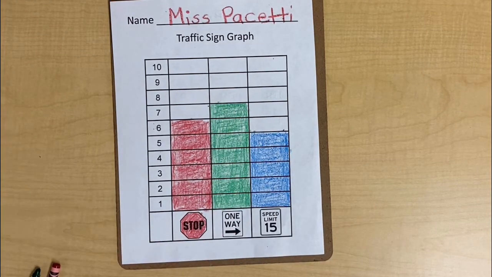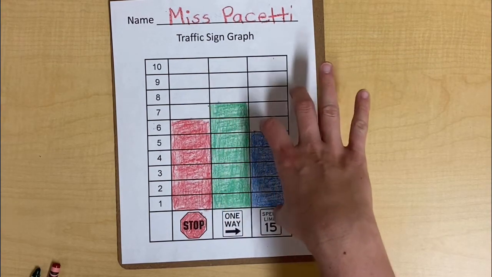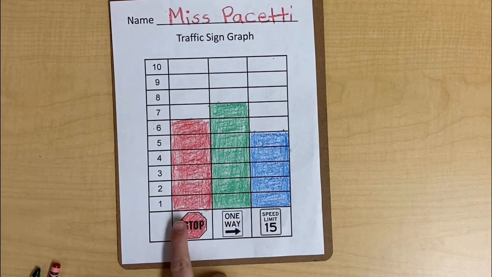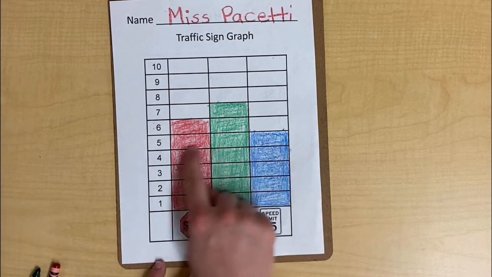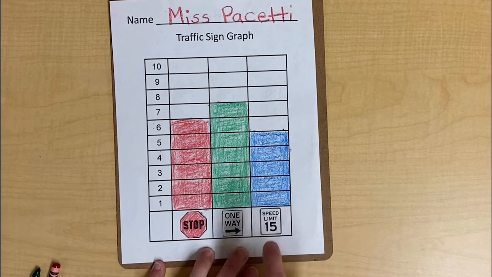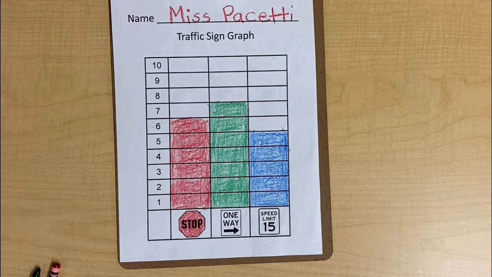Now which sign did we see the least of? The smallest number. So that would mean the bar is the tiniest, the smallest. Yes, the speed limit sign. We only saw 5 speed limit signs. So that sign we saw the least. Excellent job, everyone.